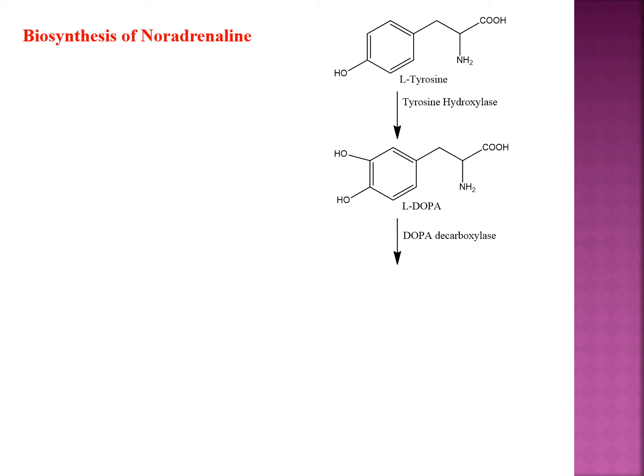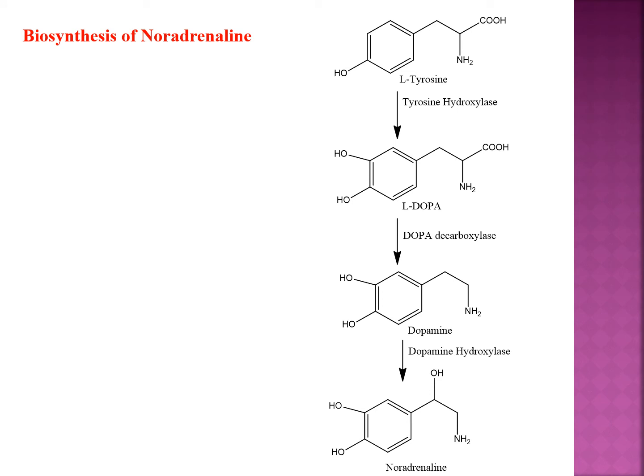Now, the second step is the decarboxylation of L-dopa into dopamine by the dopa decarboxylase enzyme. The dopamine formed in the cytoplasm of the neuron is actively transported into the storage vesicle, where it is hydroxylated by the copper-containing enzyme dopamine beta-hydroxylase to give noradrenaline. The noradrenaline formed is stored in the vesicle, and from there it is released in the adrenal medulla.